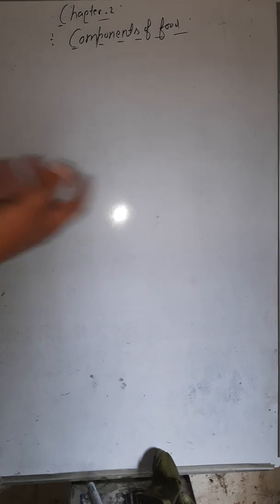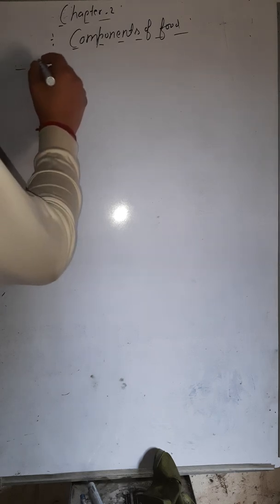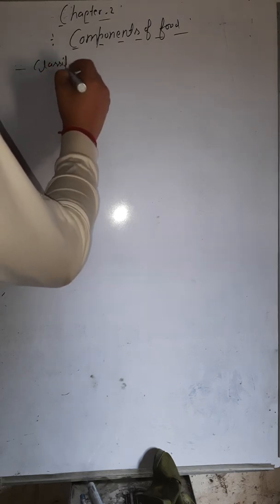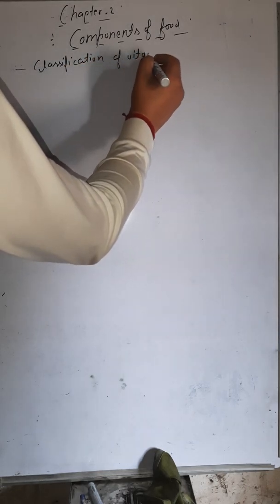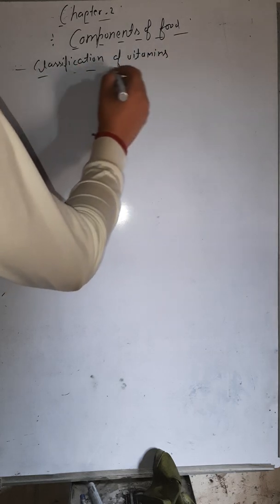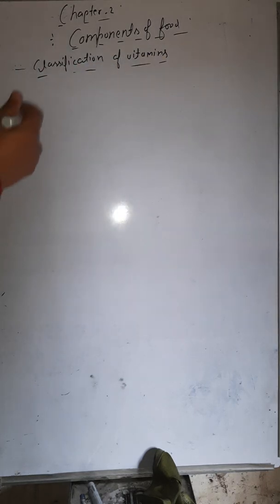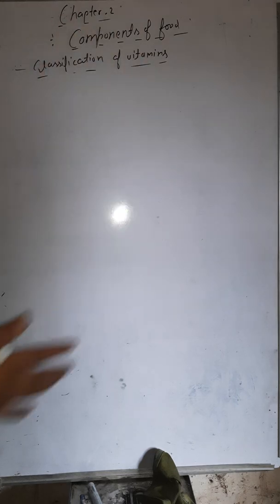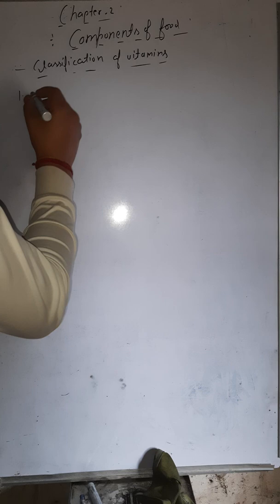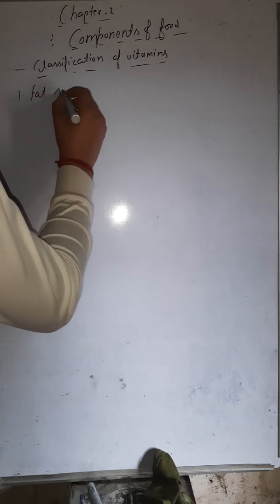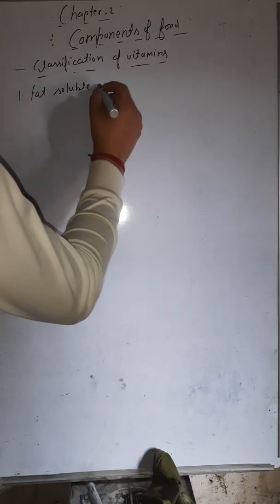If you see, we can classify the vitamins in two ways. Classification of vitamins, this we are going to do today. So basically we have two types of vitamins. The vitamins can broadly be classified in two ways. So the first one is fat soluble vitamins.